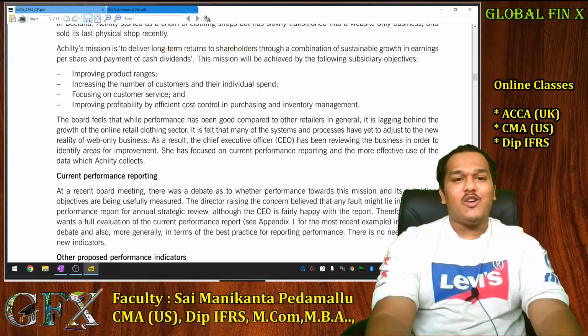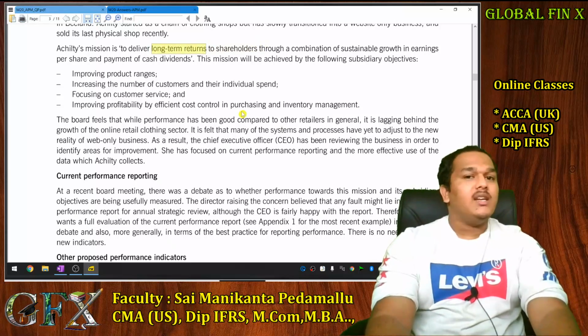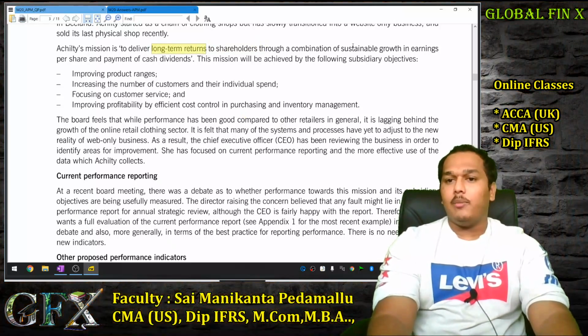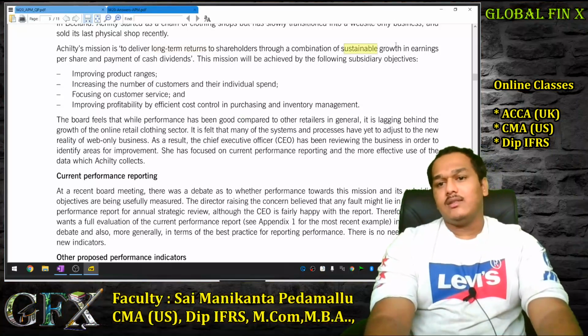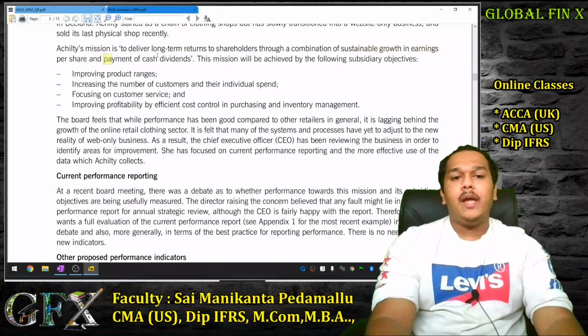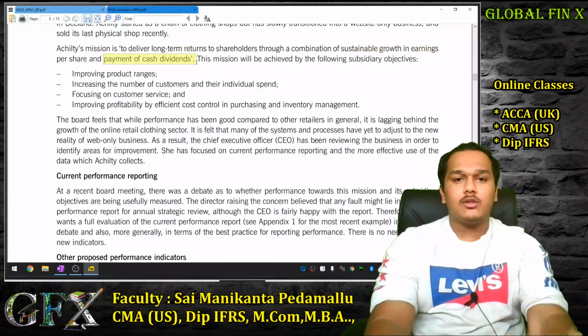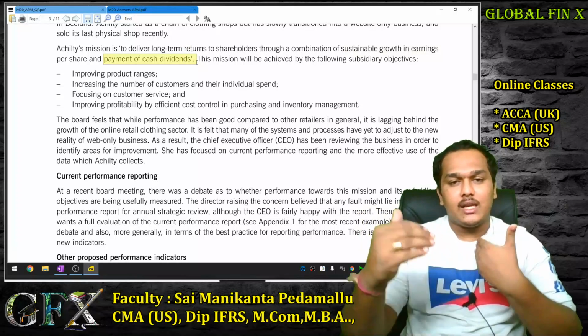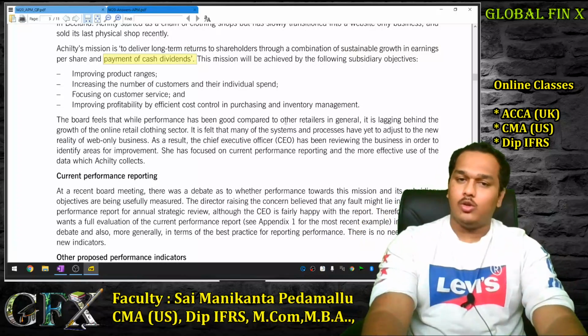Okay, fine, I got my first point in the question, long-term returns. That means sustainable growth should be there in the organization for the shareholders through a combination of, that is what they're telling here, sustainable growth in earnings per share, EPS should increase, and payment of cash dividends. That means DPS should also increase. Earnings per share, dividend per share, both of them should be sustainable. That means long-term growth should be there in those two aspects.